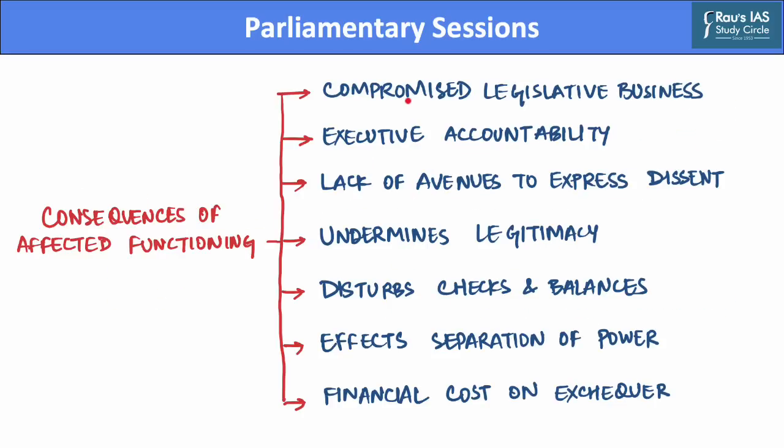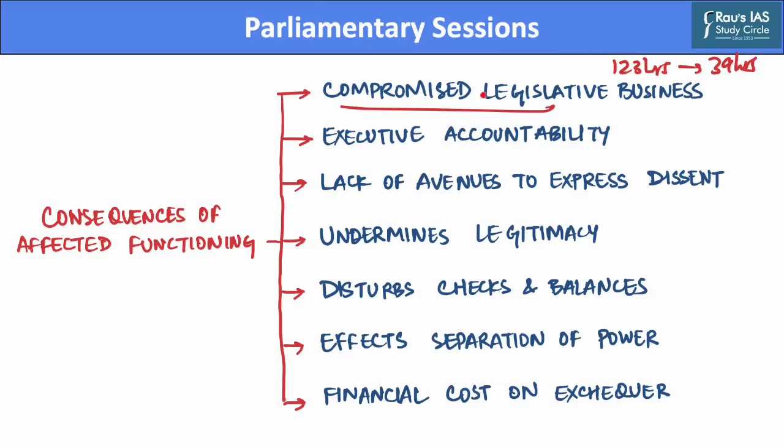Now, the reduced functioning of the parliament, first, compromises the legislative business of the parliament. As a direct consequence of the shorter parliamentary sessions, there has been hasty passage of bills and budgets, which are done without due diligence and debate. Over the years, the time spent on discussing a budget has reduced from an average of 123 hours to about 39 hours in the last decade.